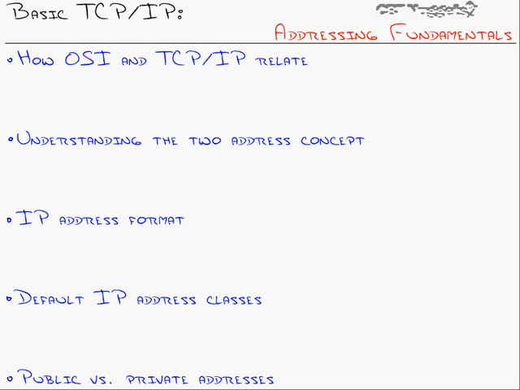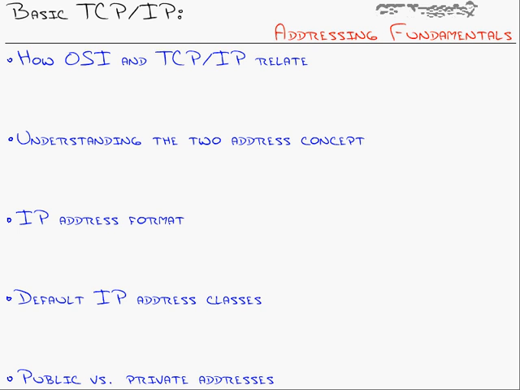As we go through this, we're going to talk about, number one, how OSI and TCP/IP relate. We just finished talking about the OSI model. How does that relate to TCP/IP? We'll then look at the two address concept. What I specifically mean by that is, why do we need two addresses on every packet that we send? A MAC address and an IP address, to give an example of those.